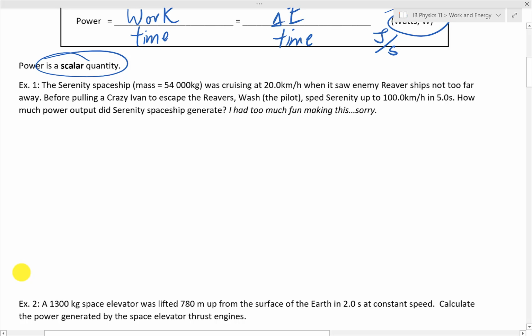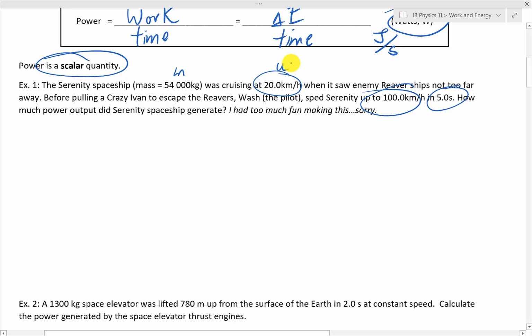The movie's awesome. Anyways, the Serenity spaceship has a mass of 54,000 kilograms and was cruising at 20 kilometers per hour when it saw enemy Reaver ships not too far away. Before pulling a crazy Ivan to escape the Reavers, the pilot sped Serenity up to 100 kilometers per hour in 5 seconds. How much power output did the Serenity spaceship generate? If you don't know what Reavers are or what a crazy Ivan is, don't worry about that. You don't need to know that. You just need to know that Serenity went from 20 kilometers an hour to 100 kilometers an hour in 5 seconds.